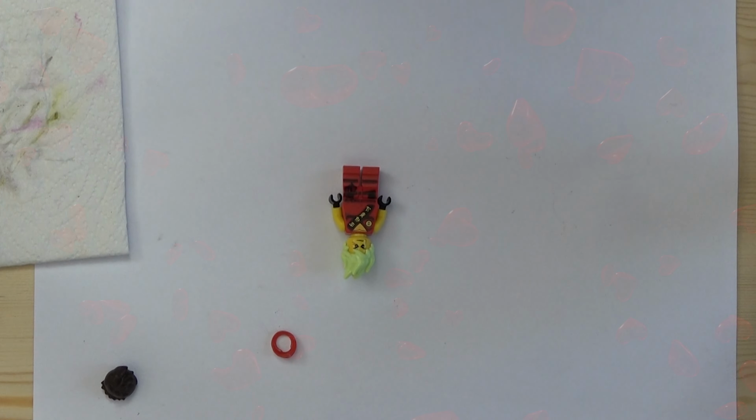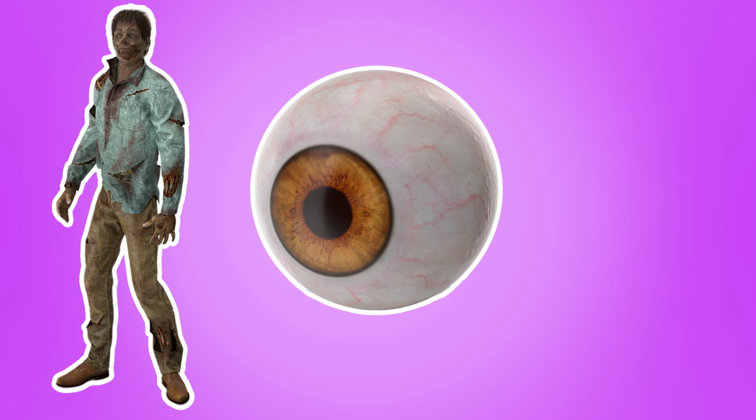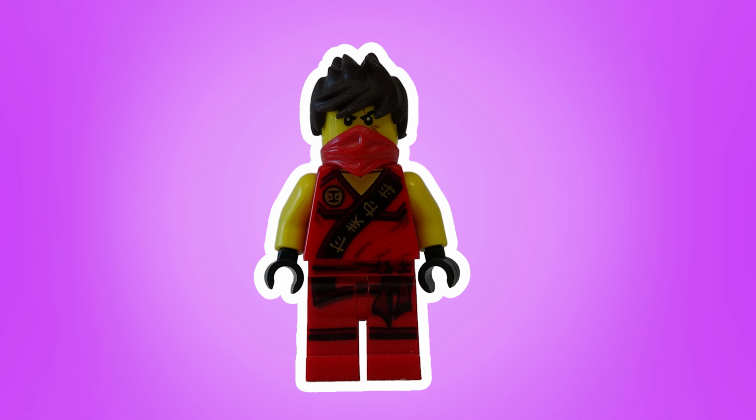Look at him. Isn't he a cute little ninja? Not anymore. I will turn him into a monster. Believe me. So I wanted him to have something of a zombie. He has to have a missing eye. Destroyed clothes? But still needs to look like a ninja in some way.